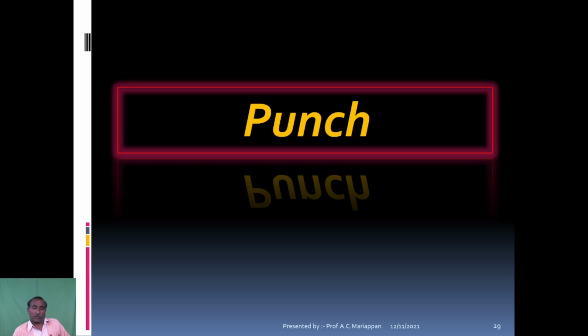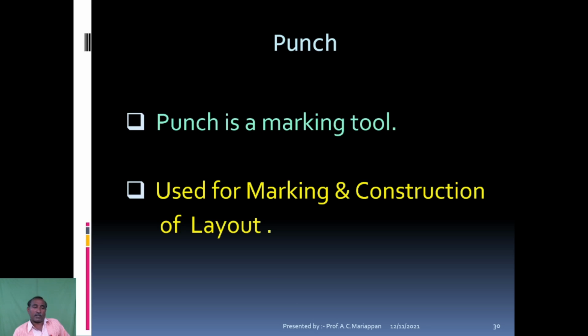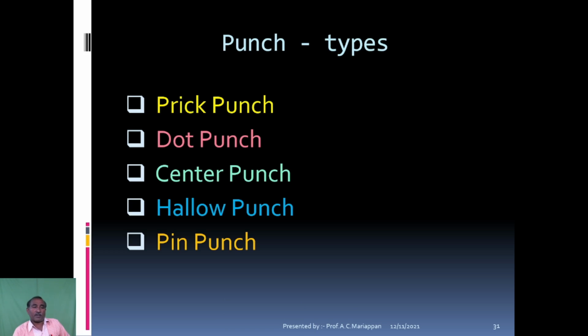The next one, in workshop technology, is the punch. There are three main punches, and the punch is a marking tool. Before that, everything we discussed was a measuring tool, used to measure the object directly or measure the dimension indirectly. But the punching tool comes under the category of a marking tool, used to mark and construct layouts. Different types of punches are there: brick punch, dot punch, center punch, hollow punch, and pin punch.